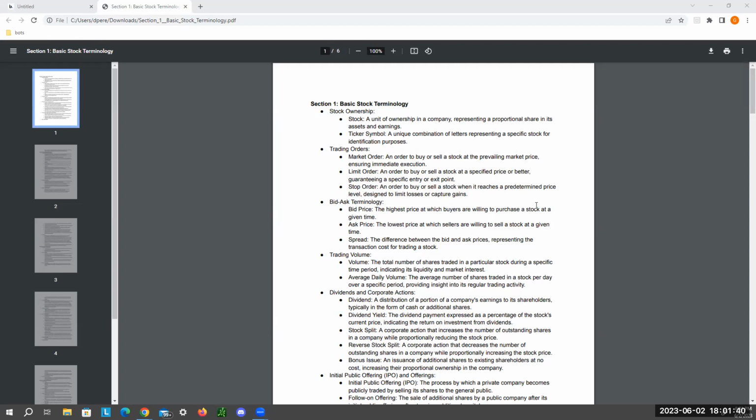So stock ownership. Stock is a unit of ownership in a company. It represents a proportional share in its assets and earnings. Think of owning stock in a company as owning a piece of a pie. The more you own, the bigger the pie you own. Ticker symbol, such as AAPL, TSLA, those are for Apple and Tesla. It's a unique combination of letters representing a specific stock.